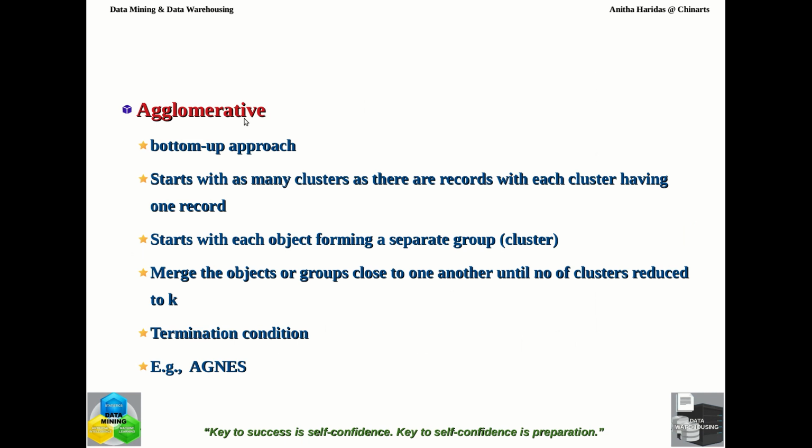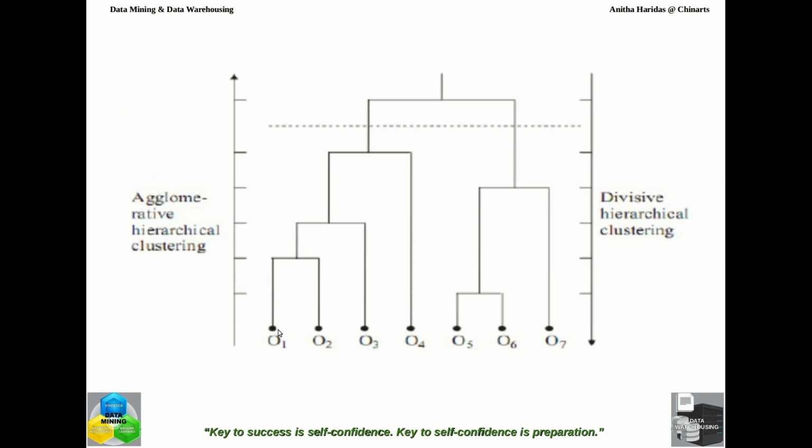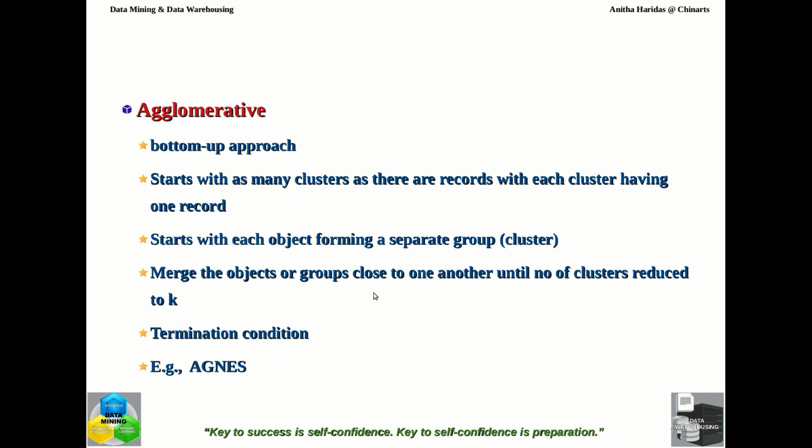So agglomerative is nothing but a bottom up approach, and it starts with as many clusters as there are records, with each cluster having only one record. Suppose I have 7 data points, each data point will be in a separate cluster. So that is what it says. It starts with each object forming a separate group, or you call it a cluster, and then we merge the objects or groups. Here I call it objects and here I call it groups.